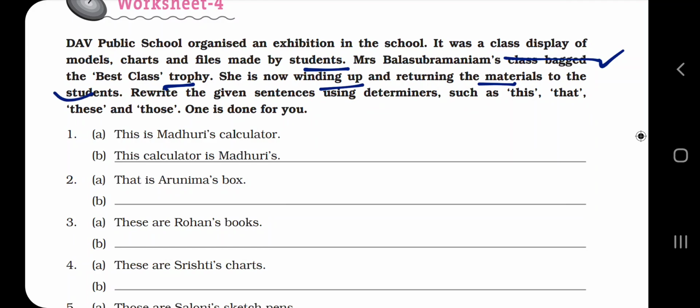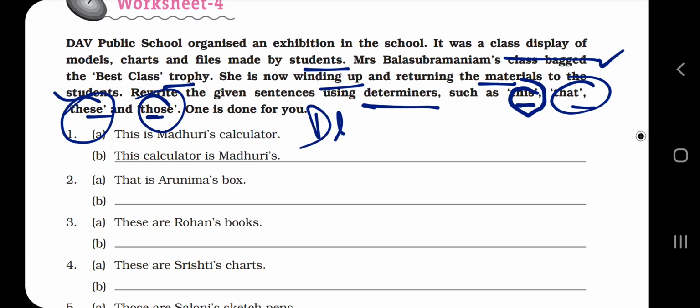Rewrite the given sentences using determiners such as this, that, these, those. Now see here, all these are which kind of determiners? These are demonstrative determiners. Okay, always remember this, that, these and those are demonstrative determiners. Now let's do it.